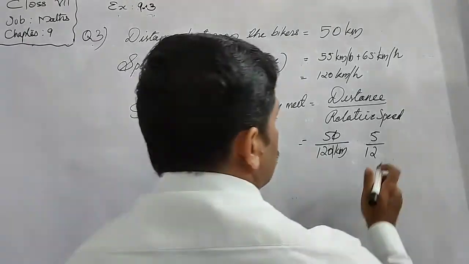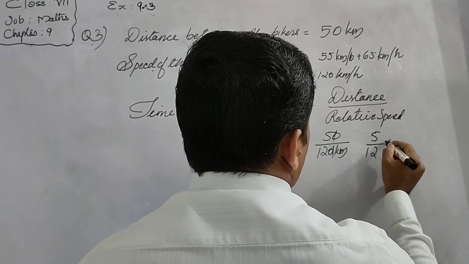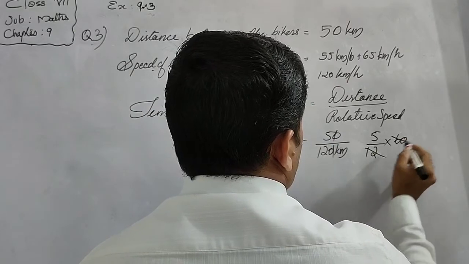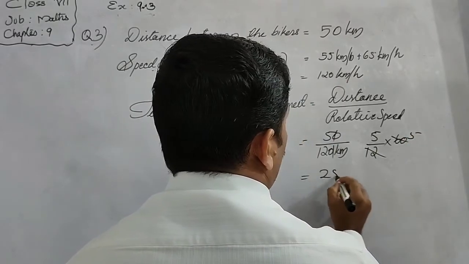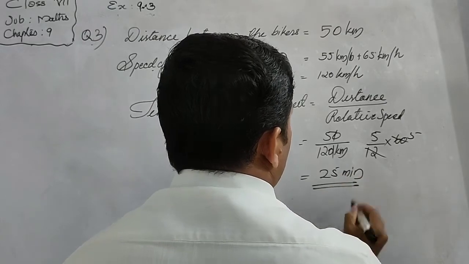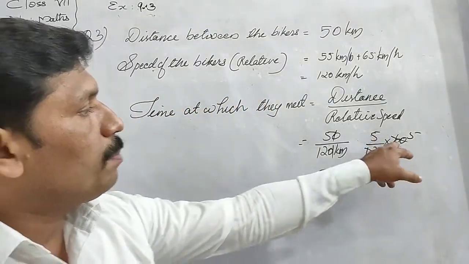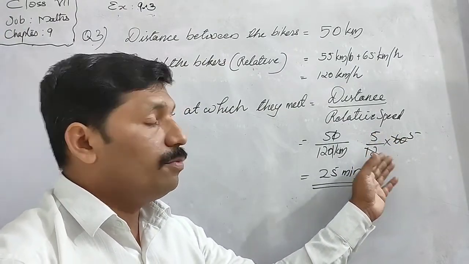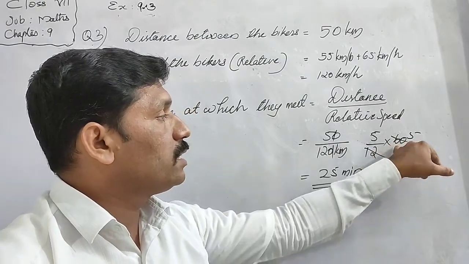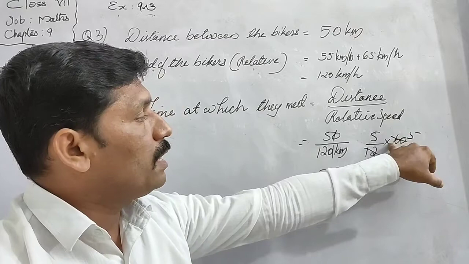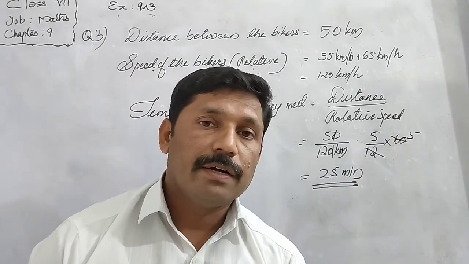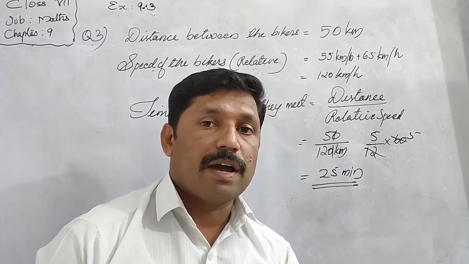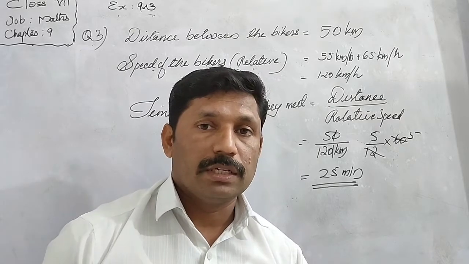5 upon 12 hours means how many minutes? In order to convert to minutes, we multiply by 60, so we get 5 into 5 is equal to 25 minutes. So they will meet after 25 minutes. Why do we multiply by 60? Because we get 5 upon 12 hours, and to convert to minutes, 1 hour is 60 minutes. So we multiply by 60. Therefore we get 25 minutes. So both these bikers will meet 25 minutes after they start from both directions.